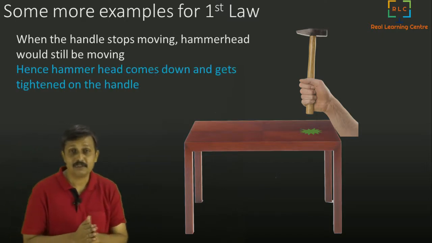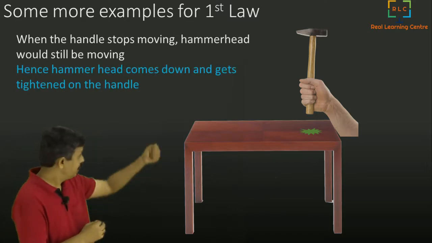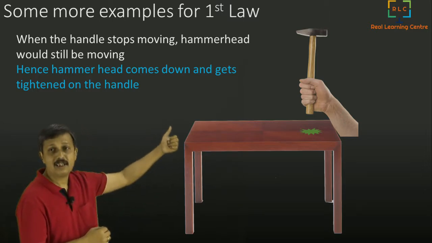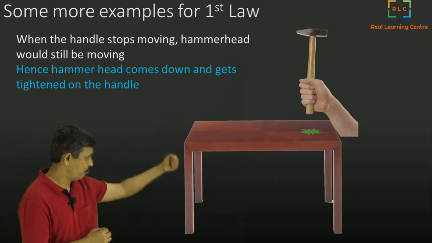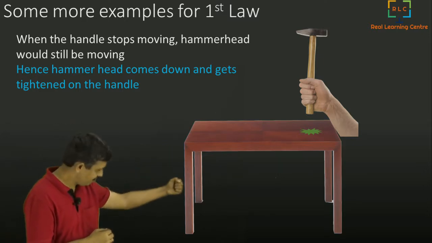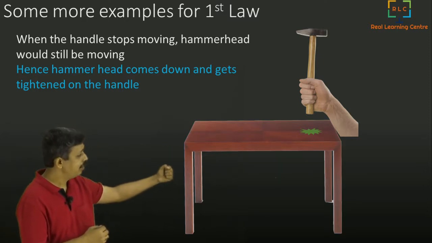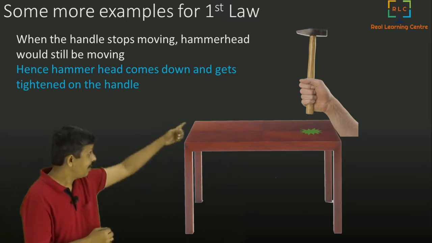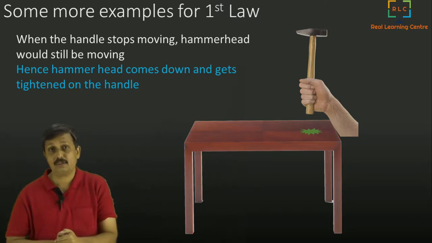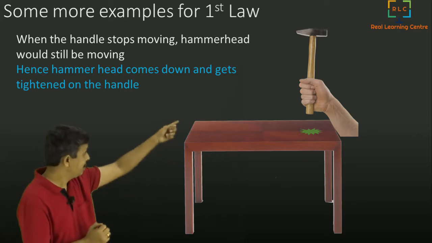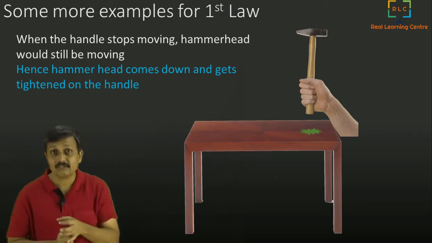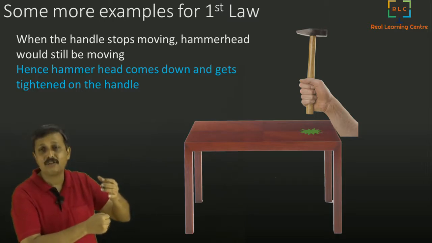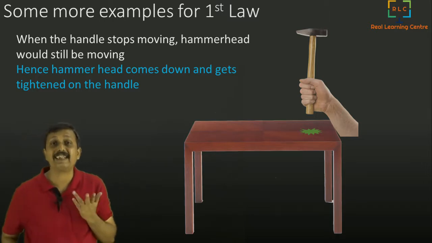Why does it happen? Because when he moves it like this, the handle and the hammer head are both moving. And when he hits it on the table, suddenly the hammer handle stops moving. But the hammer head doesn't know that. There is no force acting on it. The hammer head will keep on moving down. So it is like pushing the hammer head down onto the handle, and it gets tightened.